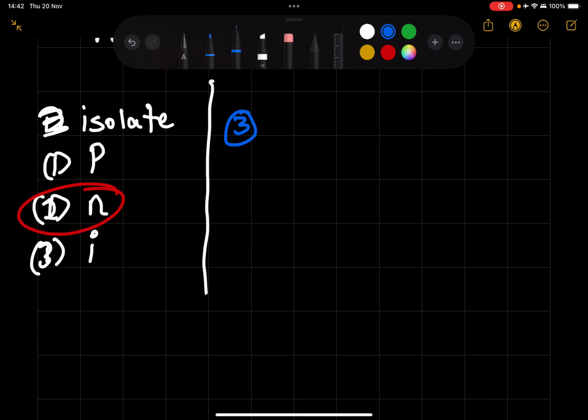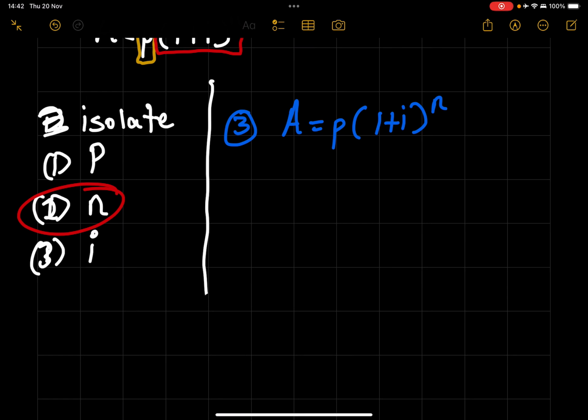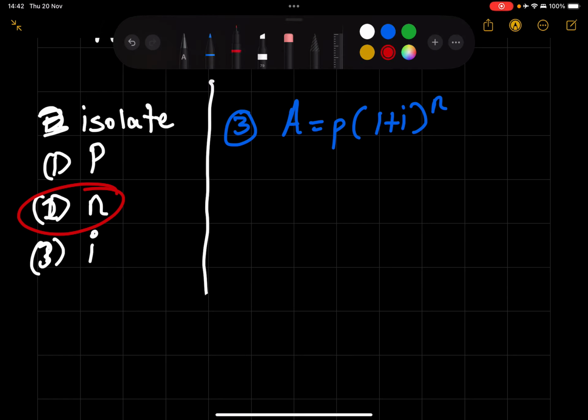Number 3, let's write the formula first. We have A equals P(1 plus i)^n. Okay, and then obviously let's highlight what we need to isolate. I always highlight. I need to isolate this one, and it's locked inside the brackets. So the P must move first, and then the n moves secondly so that we can open the bracket. And we can see that P is multiplying, so it must divide on the left. So it's A over P equals (1 plus i)^n.